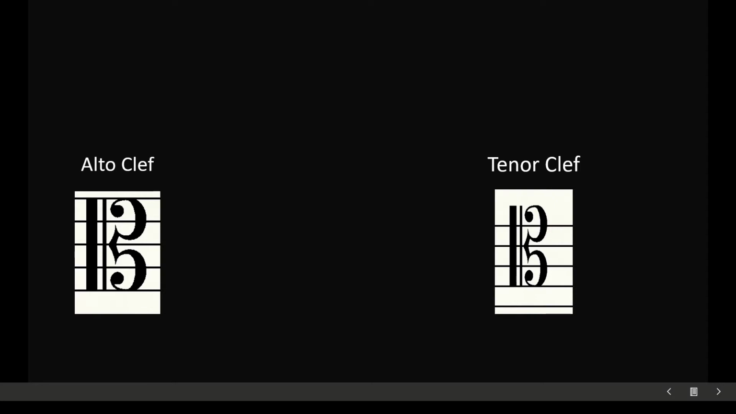I won't throw myself under the bus like that. But I do know tenor clef is also another common one. You will see that for trombone, definitely, and several other instruments as well. But those are probably the common C clefs, okay?